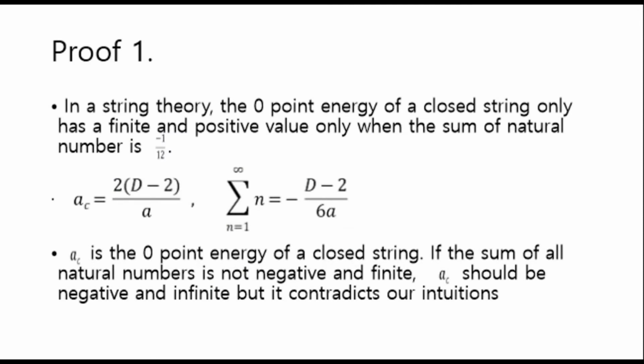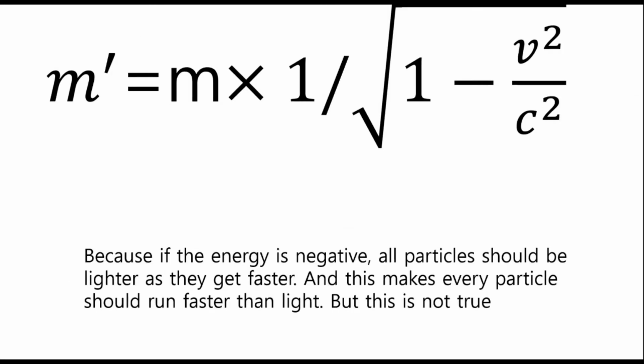In string theory, the zero-point energy of a closed string only has a finite and positive value only when the sum of natural numbers is minus 1/12. AC is the zero-point energy of a closed string. If the sum of all natural numbers is not negative and finite, AC should be negative and finite, but it contradicts our intuition. Because if the energy is negative, all particles should be lighter as they get faster, and this makes every particle run faster than light, but this is not true.